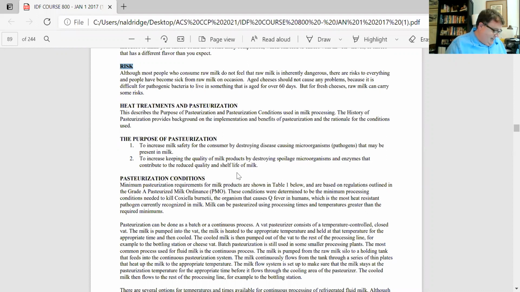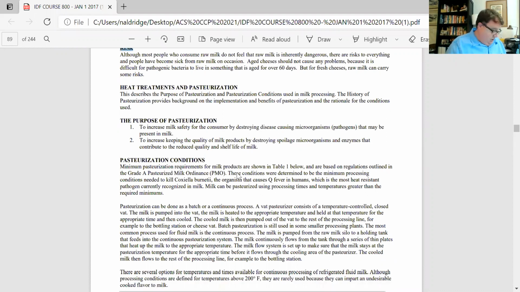Moving down on page 89, pasteurization conditions. Know that the PMO, Pasteurized Milk Ordinance, know what that is. Jot down PMO, make yourself a flashcard about that. All righty. Now we're continuing on to page 90.